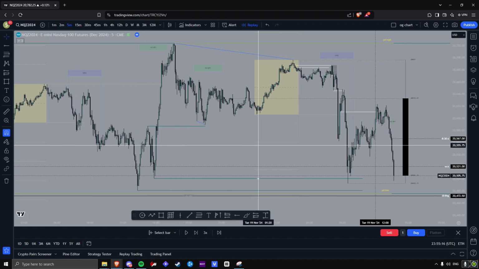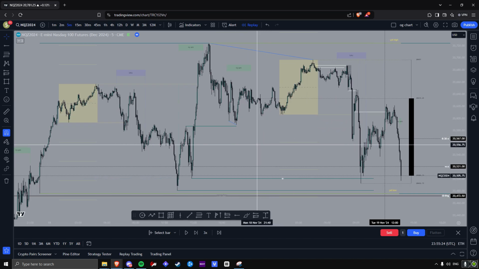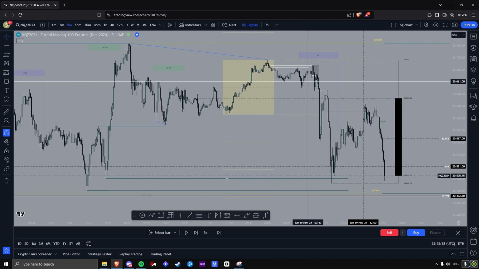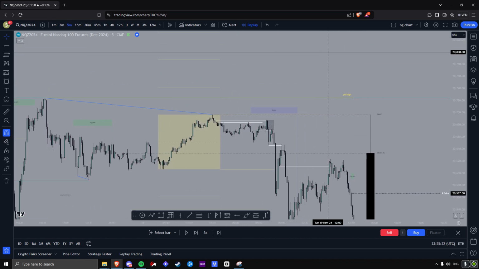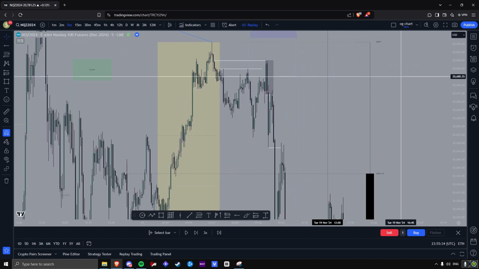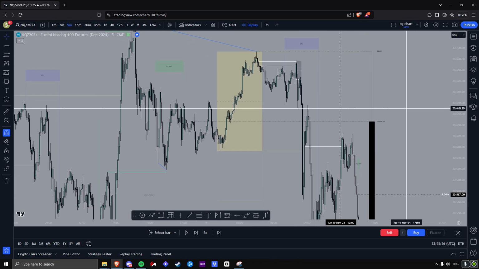Now, this will tell you exactly, if you can get it correctly, exactly where your trade is going. So initially, the way to use standard deviations is exactly how I was explaining over here. You want to use the change in state of delivery, which is also known as the manipulation leg.